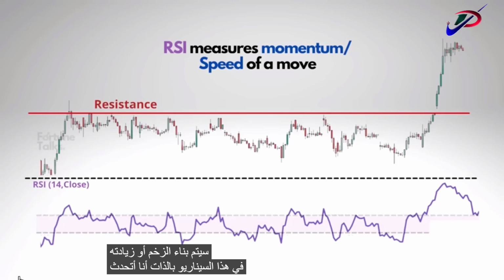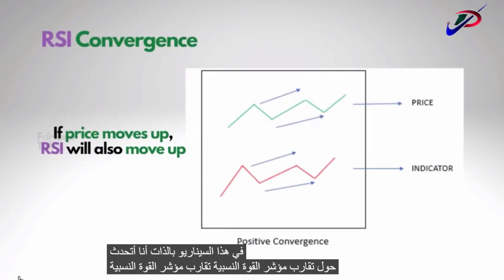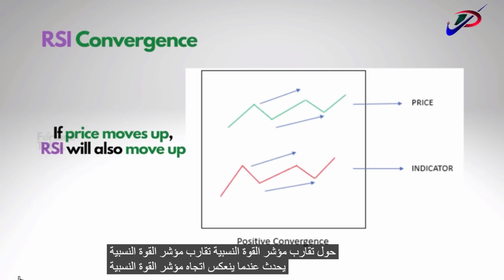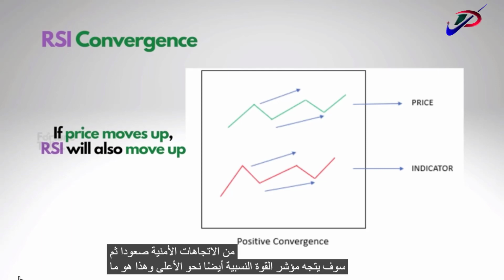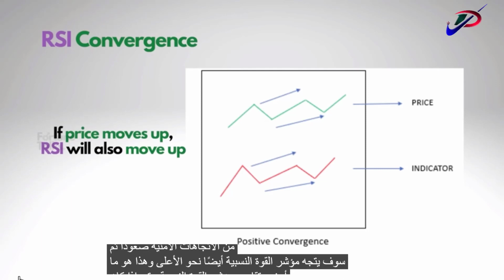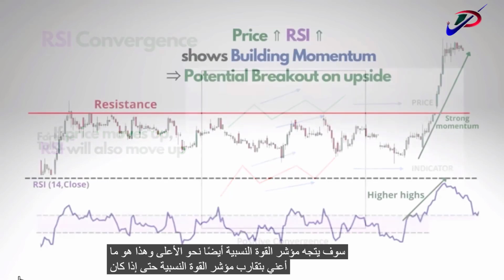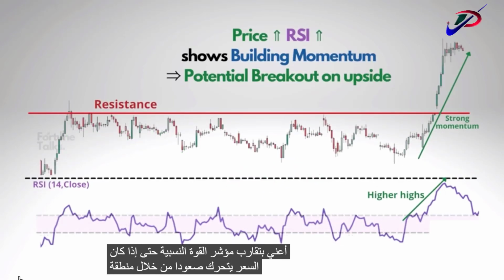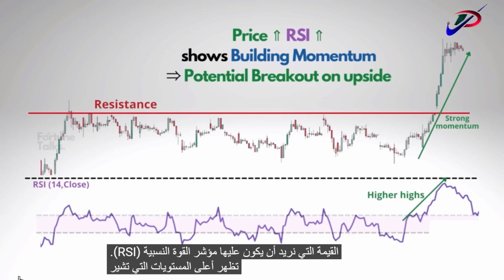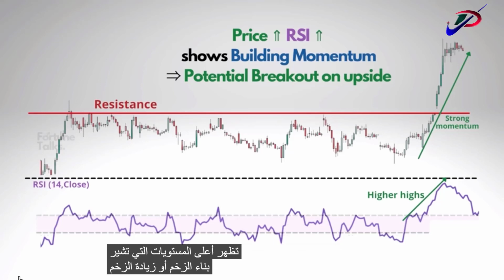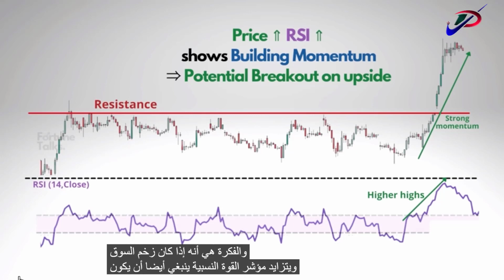In this particular scenario, I am talking about RSI convergences. RSI convergence occurs when the RSI direction mirrors the price trend. For example, if the price of a security trends upwards, then the RSI will also trend upwards. This is what I mean by RSI convergence. So if the price is moving up through an area of value, we want the RSI indicator to be showing higher highs, which signals building momentum or increasing momentum. The idea is that if the market momentum is increasing, the RSI should also be increasing.